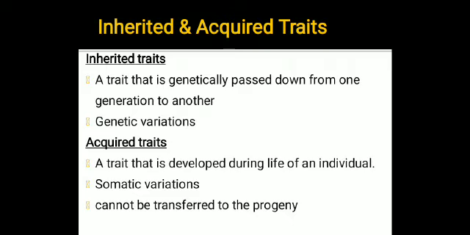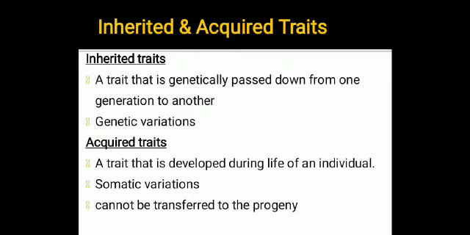What are inherited traits and acquired traits? There will be a lot of differences there. First, the inherited traits: these are inside the family, they come from the parents. Inherited traits are mostly passed from the parents to the offspring. The trait that is genetically passed down from one generation to another generation is called an inherited trait.